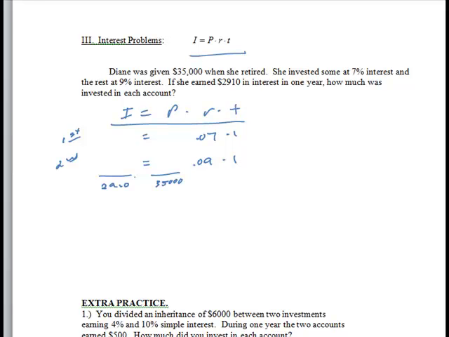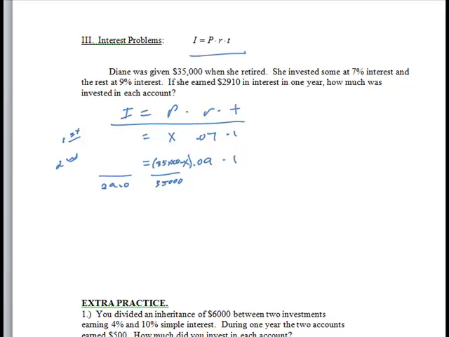Once again, obviously we need a variable. We're going to let x equal the amount invested in the first account. And keeping in mind that these two principals have to add up to $35,000, if we subtract how much was invested in the first account, that will leave us how much has to be invested in the second account. So $35,000 minus x for the second principal.